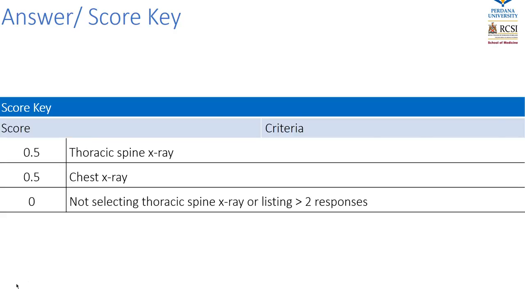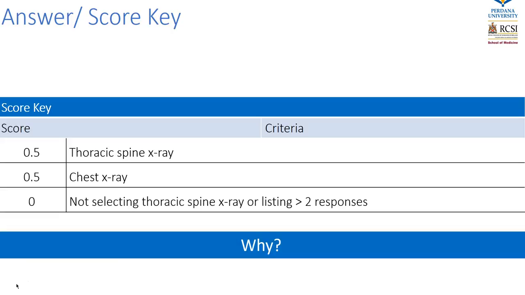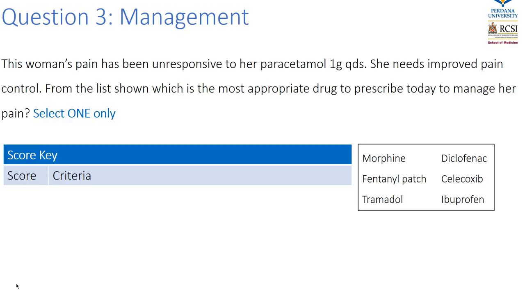The two that are deemed most appropriate are thoracic spinal X-ray and the chest X-ray. Why are these more appropriate? Well, first of all, many of the others on the list are inappropriate and very wide of the mark, and some are not easily obtained as a GP. So a thoracic spine X-ray will show you the vertebral collapse. If it's there, it'll show the osteoporosis. And the chest X-ray may show you the primary lung cancer.